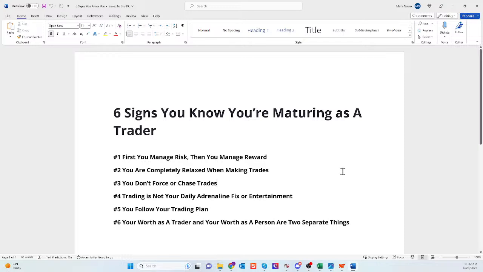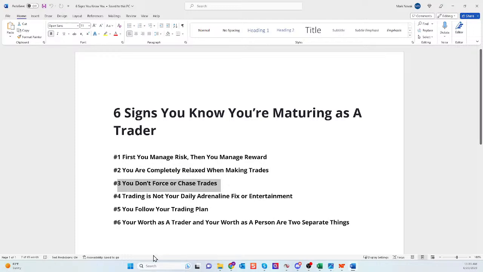And then that process yields results. That process teaches you how to manage those great entries. This is a big one. You're completely relaxed when making trades. Guys, there's a switch that flips when you're comfortable with your rules. There's a switch that flips when you know you have these advantages. Your palms will stop getting sweaty, guys. You'll stop leaning into the monitors. You'll stop scrolling that chart left and right, up and down, all those different things, trying to will the market to do what you want it to do.